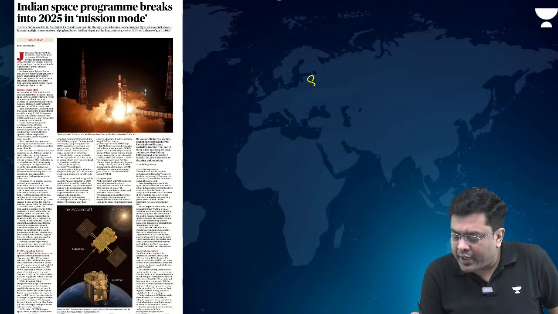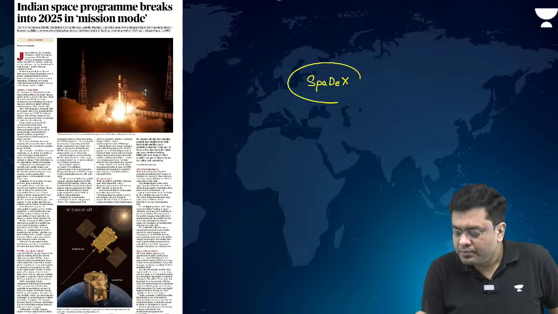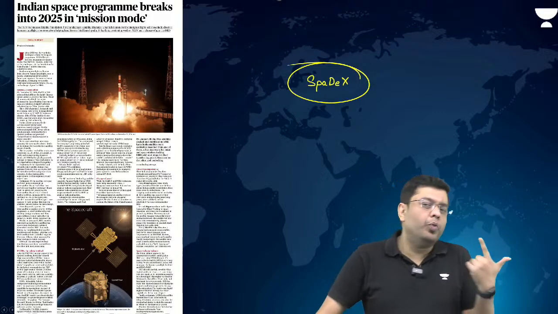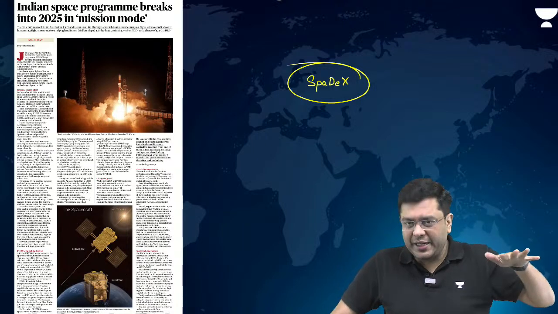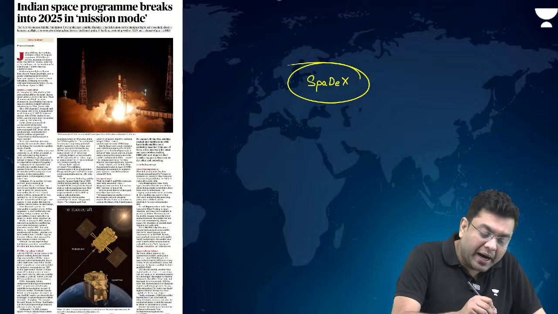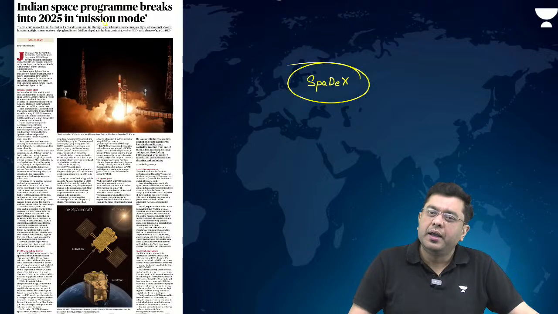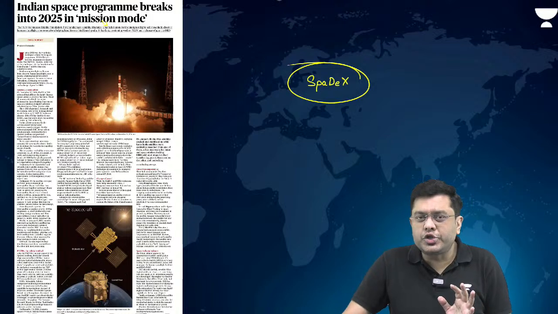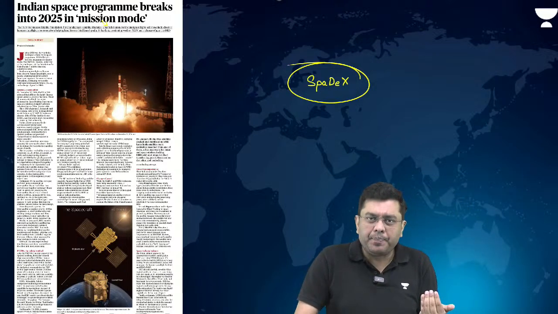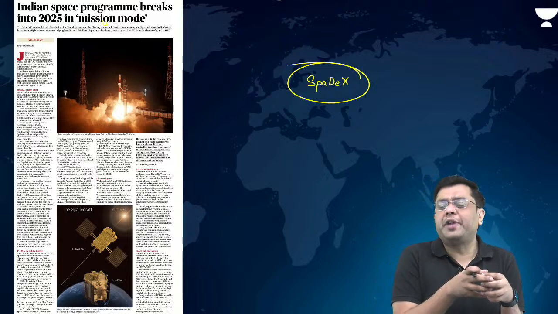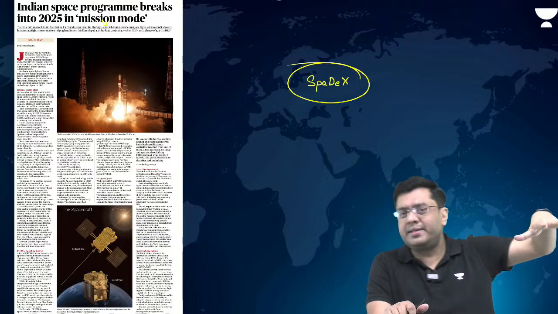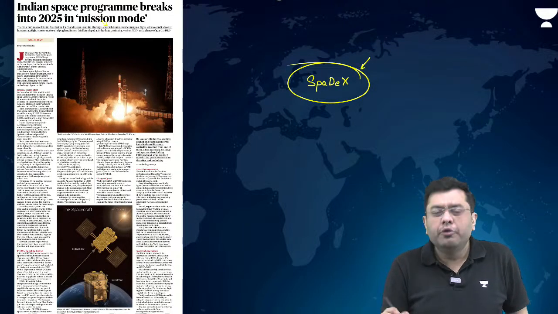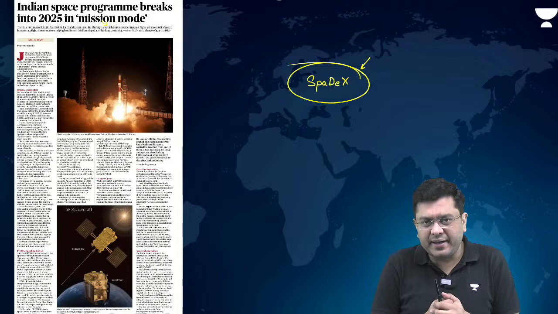Now, this space docking experiment becomes very vital. Why? Because India aims to create its own space station, the Bharatiya Antariksh Station. That station will require this docking, where multiple different modules can come together, and by giving a command in one of the modules, you can control the entire station. So this is very vital for the progress of India's space sciences.